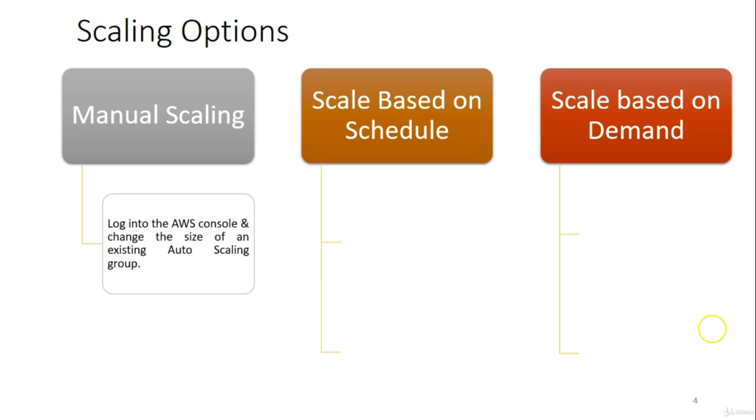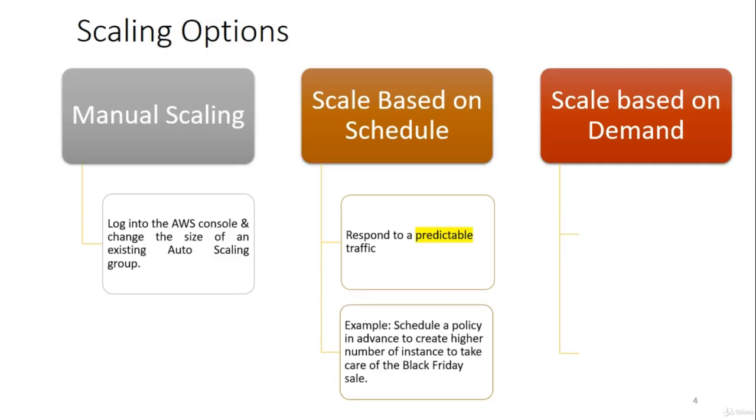You can scale based on a schedule when you need to respond to predictable traffic. For example, schedule a policy in advance to create a higher number of instances to take care of the Black Friday sale. So you already know that this year, for example, the 4th Friday of November, is the Black Friday sale date. For that particular date you can schedule a policy that you require X number of instances, and that will be auto executed.